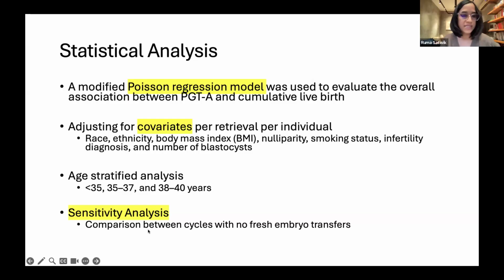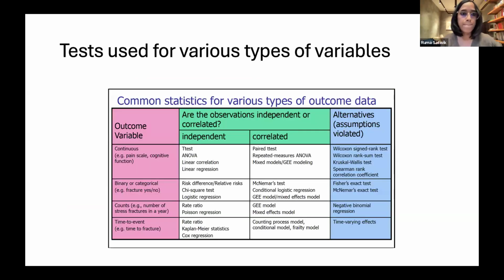And finally, they do a sensitivity analysis, which is basically a what if analysis. What if we compared cycles that underwent only frozen embryo transfers, what happens? But there has to be a reason or a basis for this because you're trying to explain the difference that you have, which is why you do a sensitivity analysis.